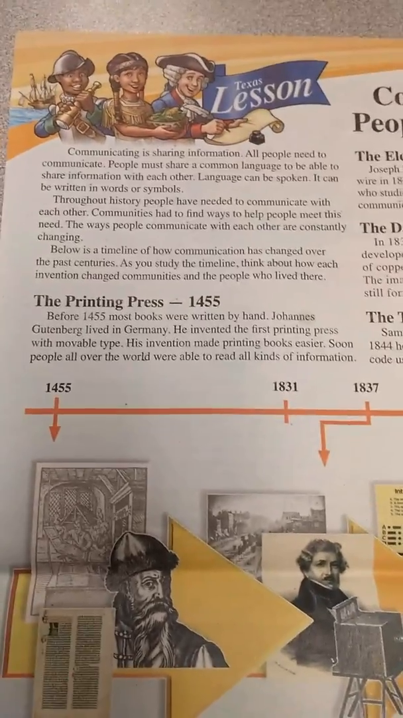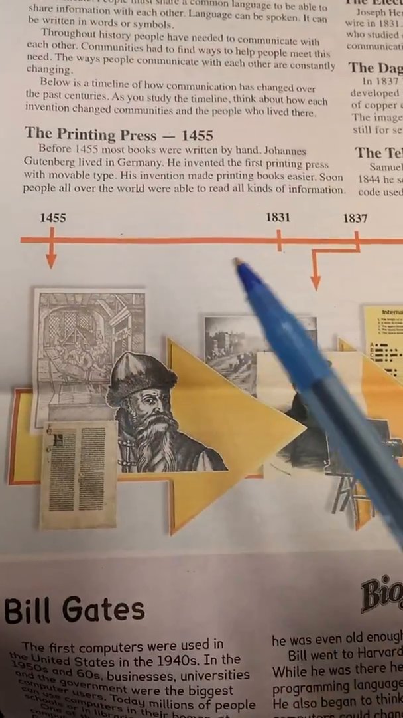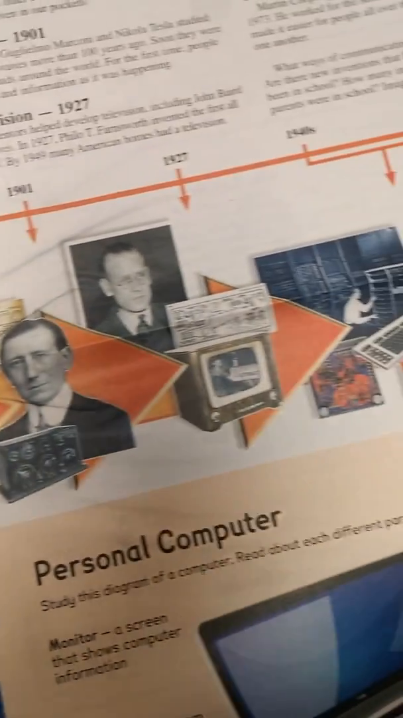Go ahead and open up your article to page 2. We're going to do page 2, and we are going to do page 3. And you can see that here you have the text feature of a timeline that goes all the way across to page 3.